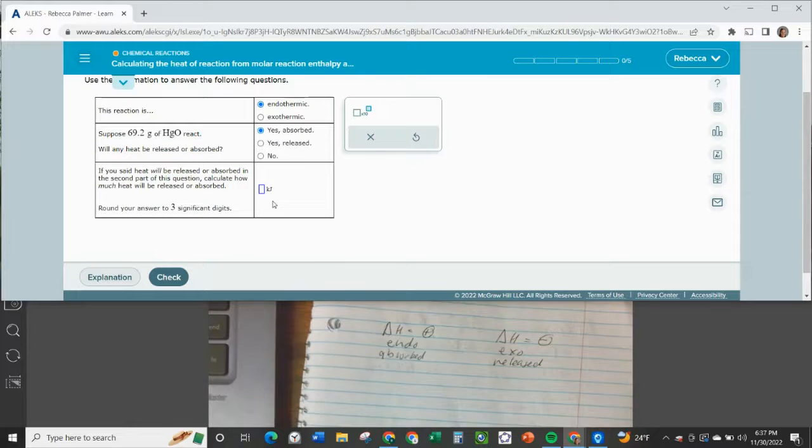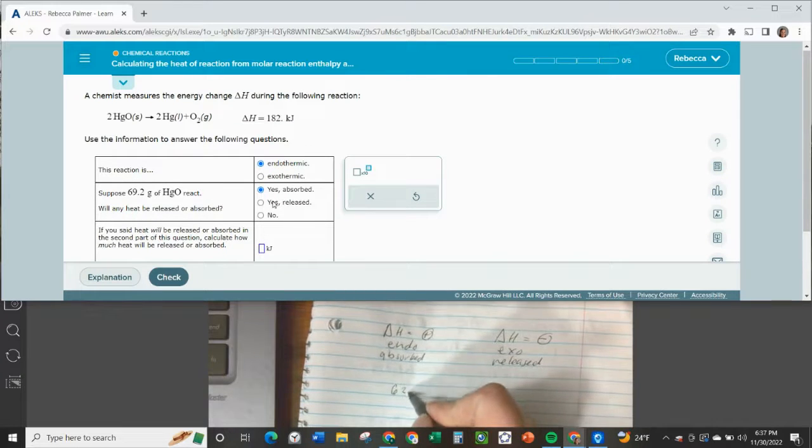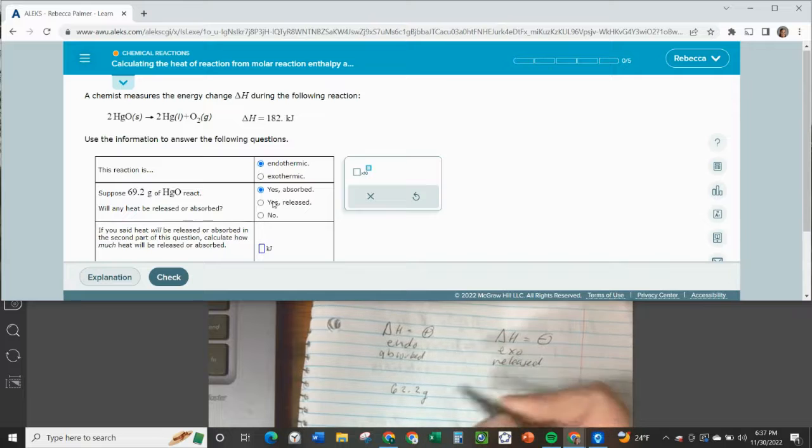Okay, last question. If you said heat will be released or absorbed in the second part of this question, calculate how much will be released or absorbed. Well, we know that we have 62.2 grams of mercury oxide, which we should not be using in our lab.